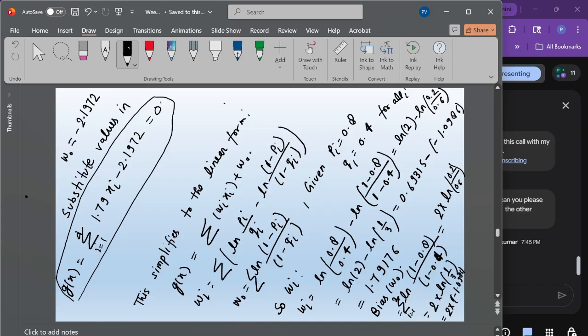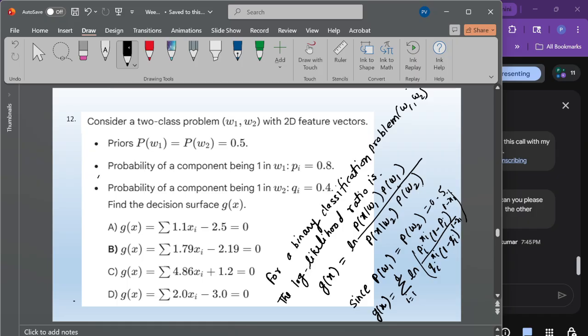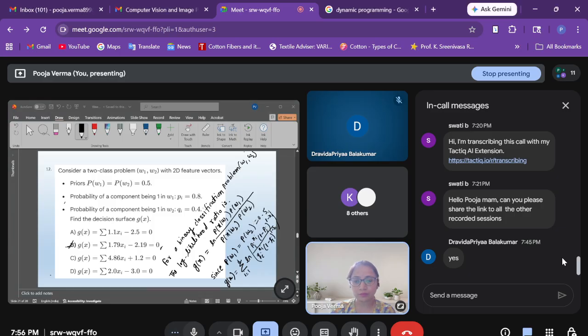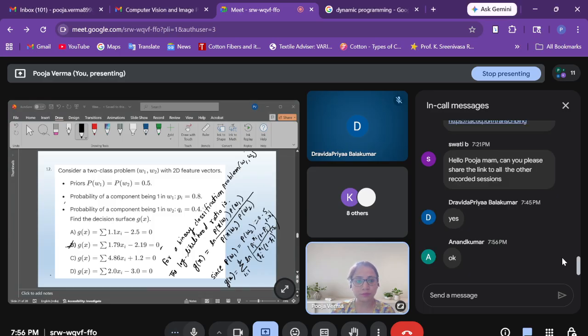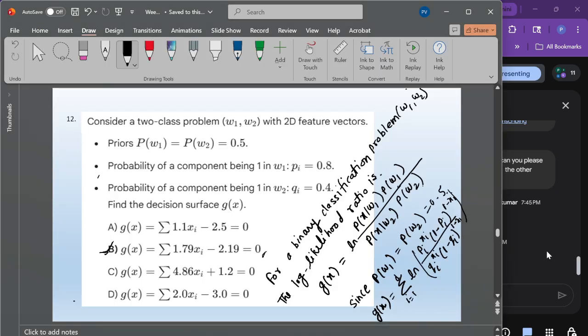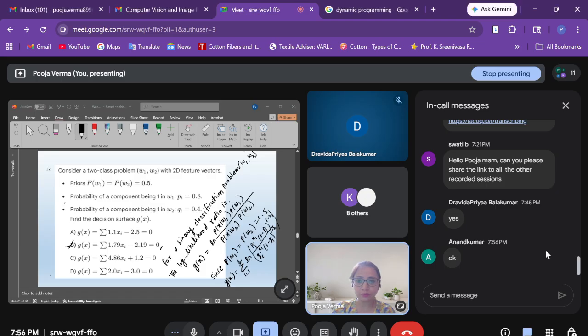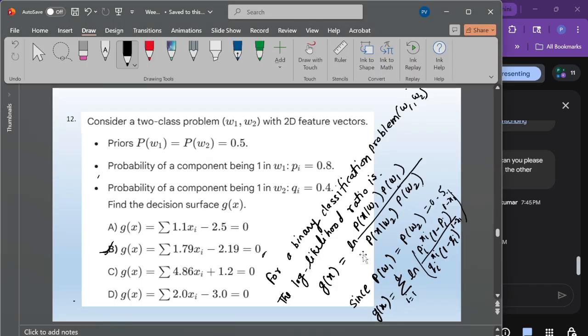So let's match it with the options. If you match that, you will get this one. Option B is the correct answer for this question. Okay, so is it fine to all of you? Have you understood this question? Okay. Any doubt? Any problem? Okay, so I hope all of you have understood this question.